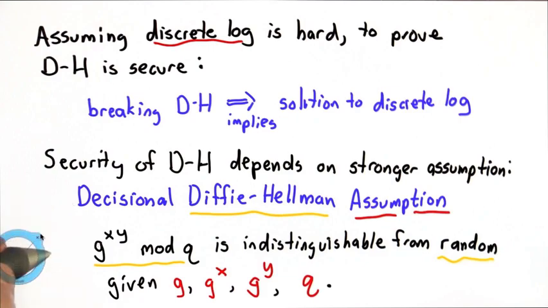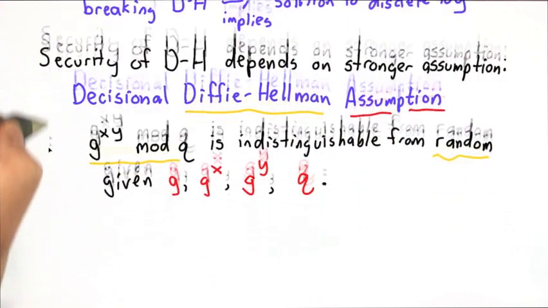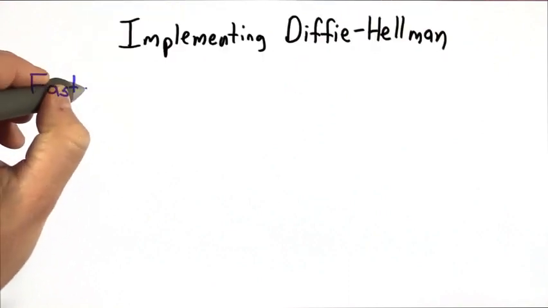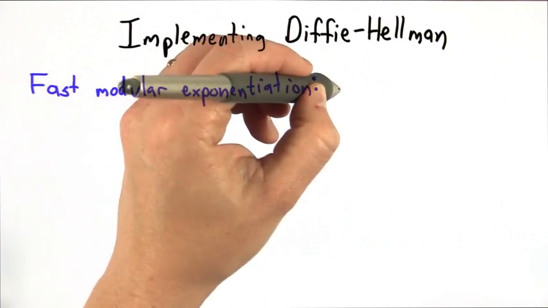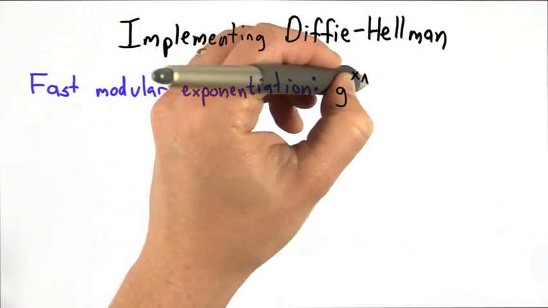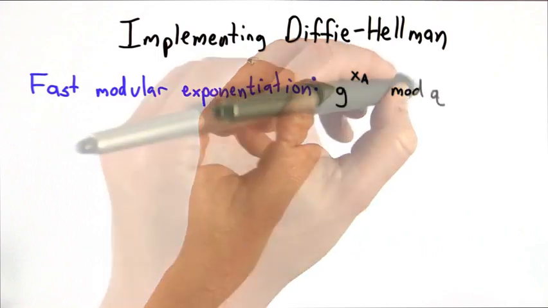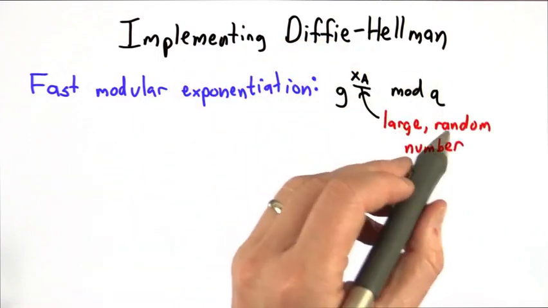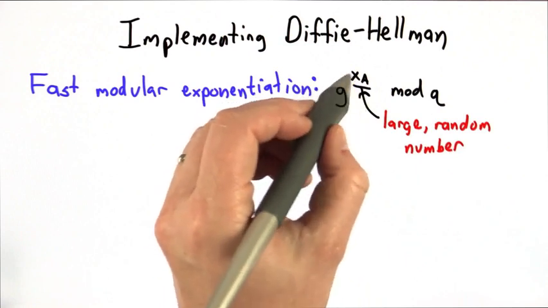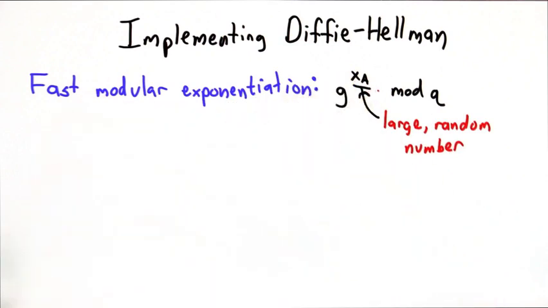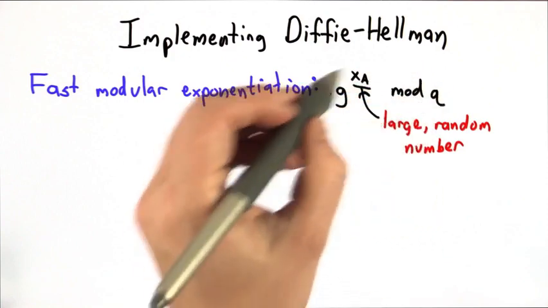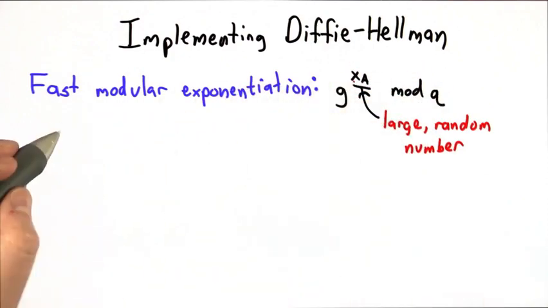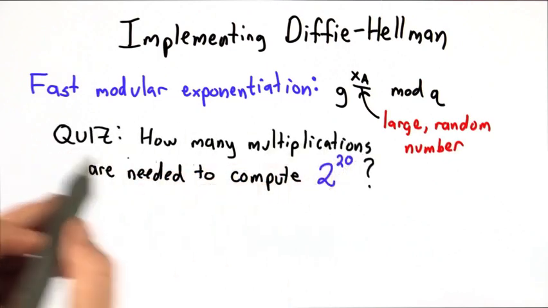Next, we're going to talk about some issues in actually implementing Diffie-Hellman. The first issue is that we need to do fast modular exponentiation. One of the steps in the protocol is to compute the generator to the XA power modulo Q, where XA has to be some large random number. And it has to be large and random because if an attacker can guess XA, well, that would break the security of the protocol. So we need to know that we can do exponentiation more quickly than we can do discrete log. So we're going to explore this with a quiz.